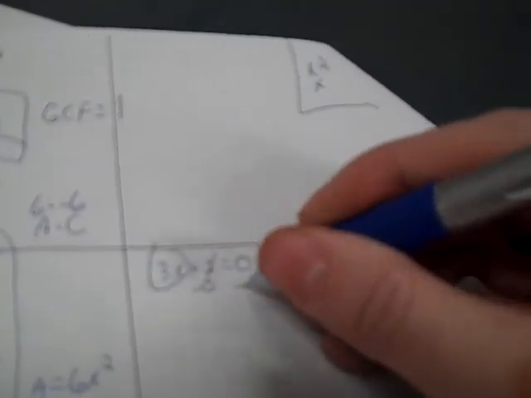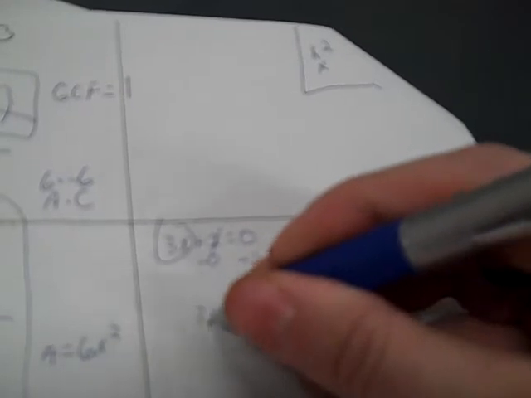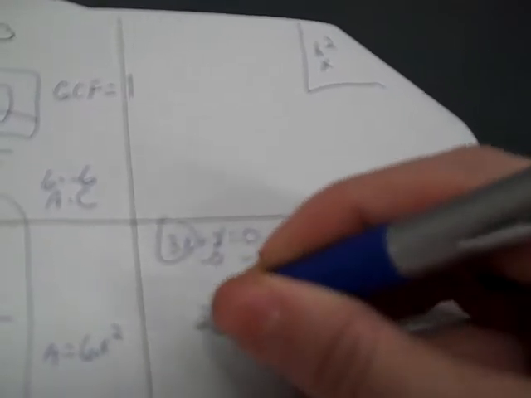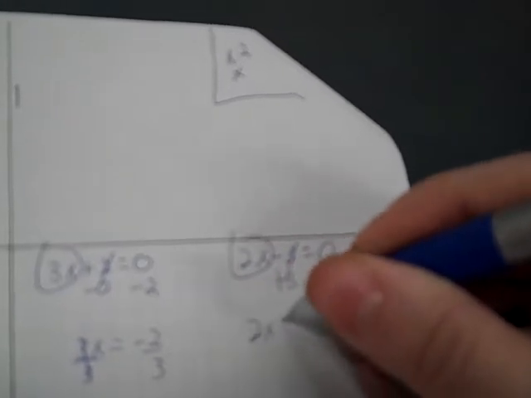Now we're going to get some decimals here, so I subtract 2, but I need to divide by the 3. So I divide by 3, divide by 3. Negative 2 divided by 3 is negative 0.6 repeating. Just put a bar above that. And then plus 3, 2x equals 3. Divide by 2. 3 divided by 2 is 1.5.